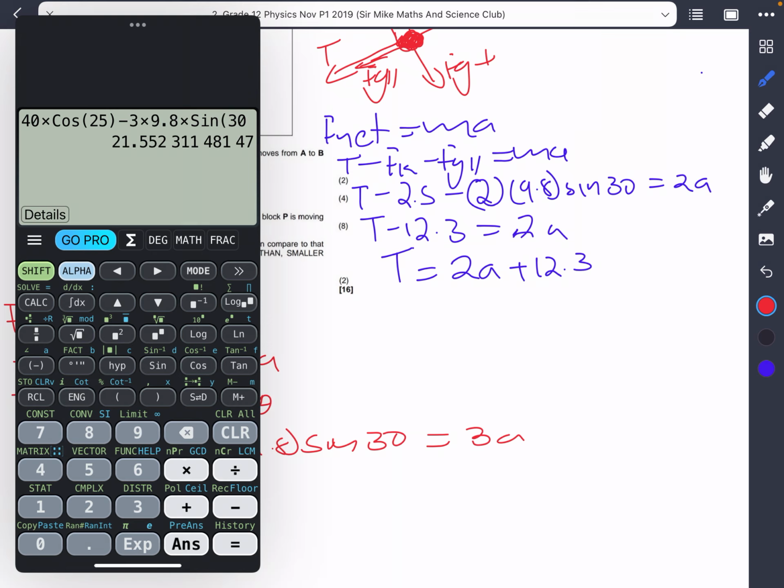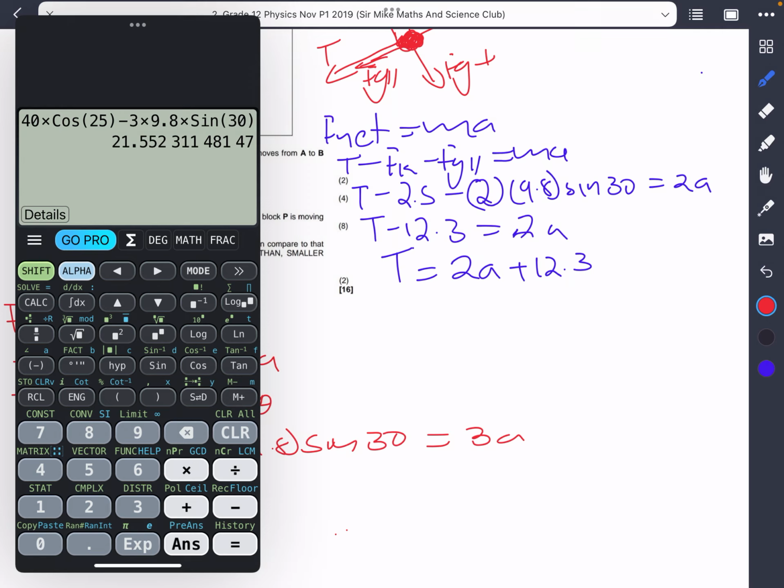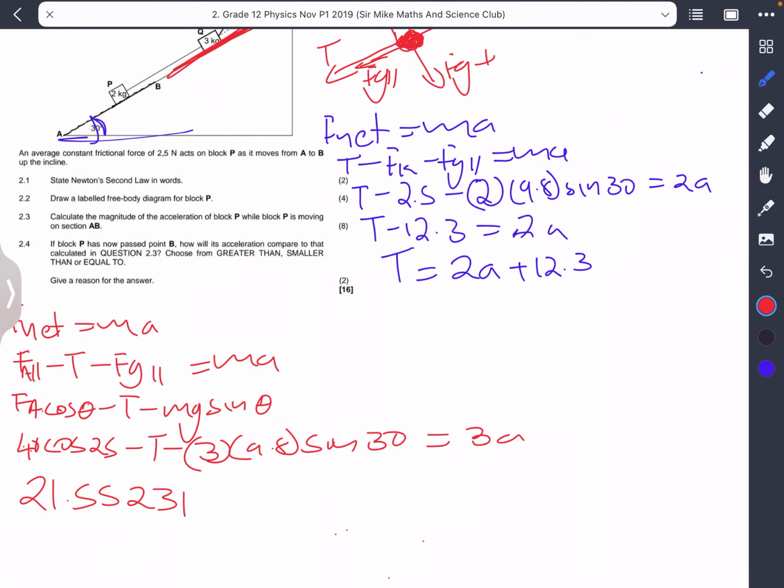So in this case, what I have is 21.55231. Let me write that. That's 21.5523, so 21.55231. If I'm not mistaken, I'm going to keep 5 decimal places. You can keep all of it, but if you keep 4, I wouldn't think it would make that much of a difference.